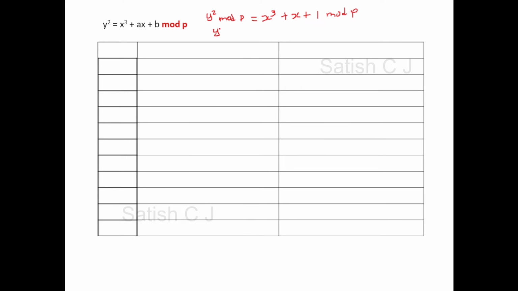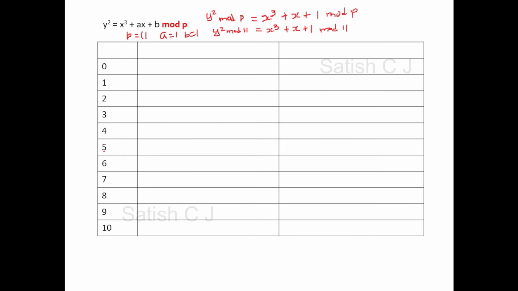So we can very well write this as y square mod 11 is equivalent to x cube plus x plus 1 mod 11. And what are the values of a and b we have taken? A is equal to 1, b is equal to 1, and p is 11 because we are working with set of all integers mod 11. So what are the elements in set of all integers mod 11? We have found that out in our previous slides. So these are the elements in the set of all integers mod 11.